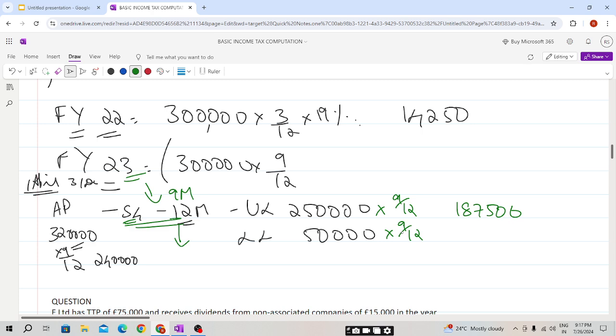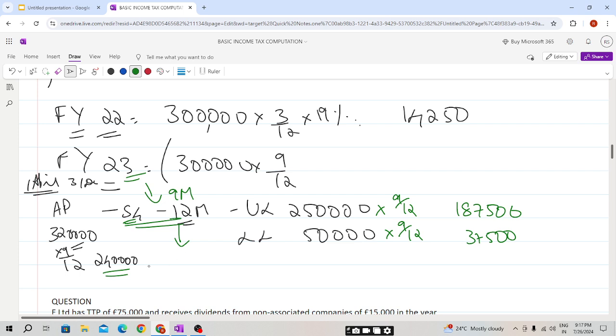50,000 into 9 divided by 12, it will be 37,500. Now students, the augmented profit is 240. We need to apportion the augmented profit because this belongs to finance year 23, but the 3 months we need to forget it because that belongs to finance year 22.